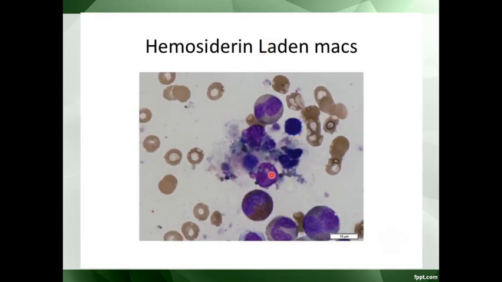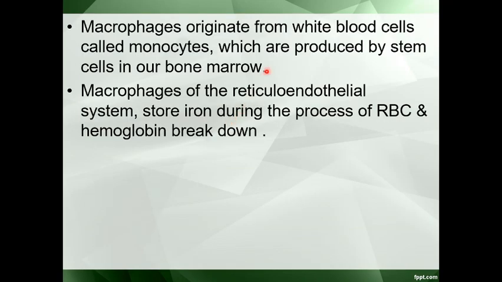You can see the hemosiderin. This purple thing is the hemosiderin. Hemosiderin-laden macrophages. Macrophages originate from the white cells called monocytes, which are produced by stem cells in our bone marrow. Macrophages of the reticuloendothelial system store iron during the process of RBC and hemoglobin breakdown.